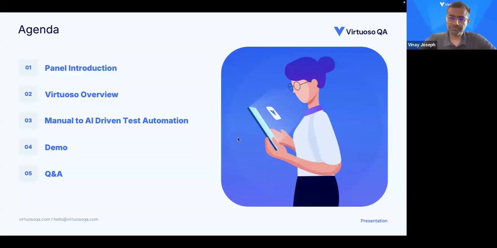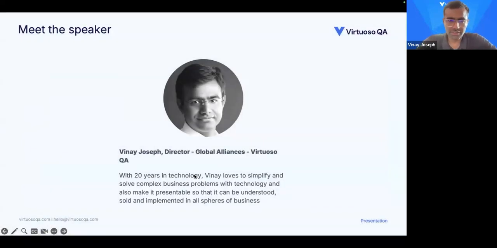Okay. So with that, without any further ado, just a quick overview about myself. I'm Vinay Joseph. I'm the Director of Global Alliances at Virtuoso QA. I've been with apps and QA and software development for over 20 years now. And I love to simplify complex business problems with technology, just what we do with Virtuoso QA as well. With me, the co-panelist, we have Dipan Vitakar. Deepa, do you want to give a quick overview about yourself?